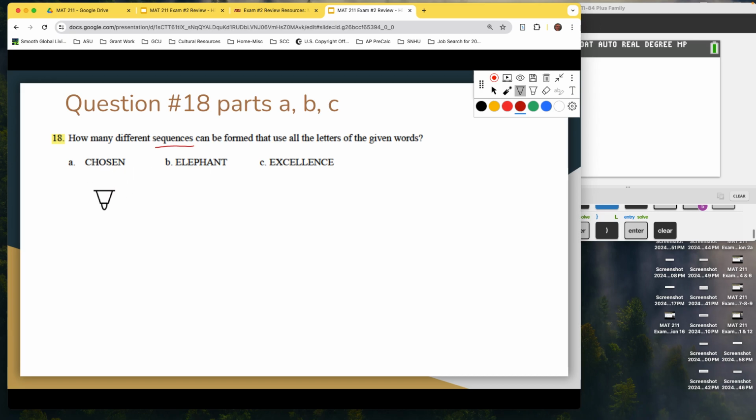However, when we look over the words, we're using all the letters given. So we count the number. Let's do the first word first. How many letters have we got? We've got 1, 2, 3, 4, 5, 6. 6 letters. They are all different.